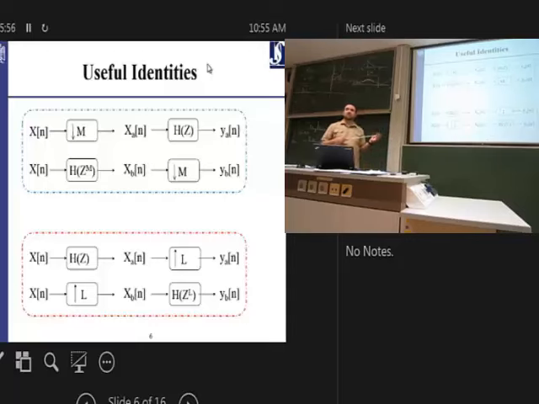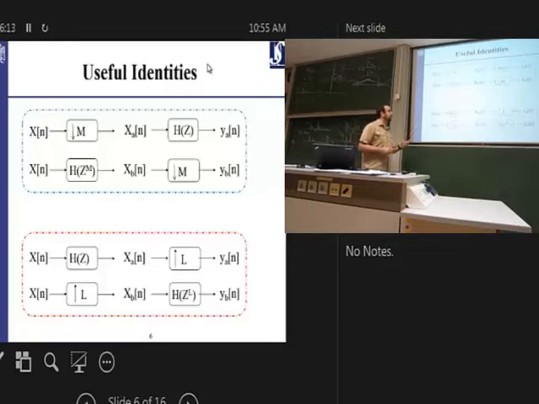You can solve this question. I will ask the tutors to put this question actually as one of those problems that you have to solve. It's very simple. So I'm explaining the noble identities and then the problem.